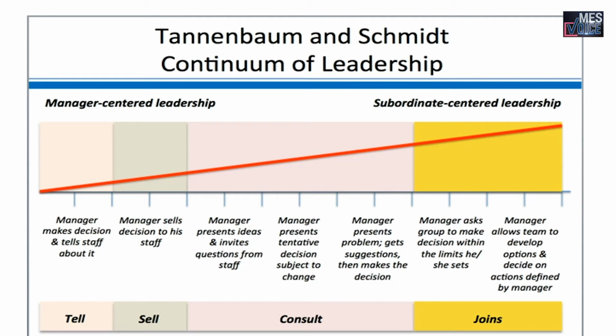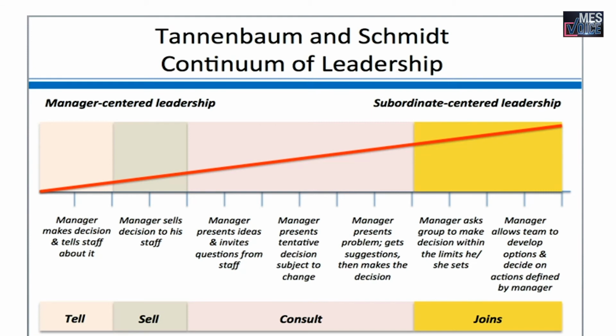And finally, towards the end, you can see the red colored line going up. So that is extreme subordinate-centered leadership. And over there, the technique is joining. Joining means the leader is defining the problem and he passes on the entire problem solving and the decision making to the group. So the manager will be a part of it, but the complete freedom is given to the employees to take the decision. So it is very people-centered or subordinate-centered. So that is the entire description of this continuum of leadership.